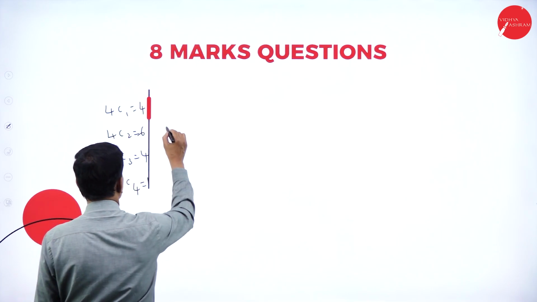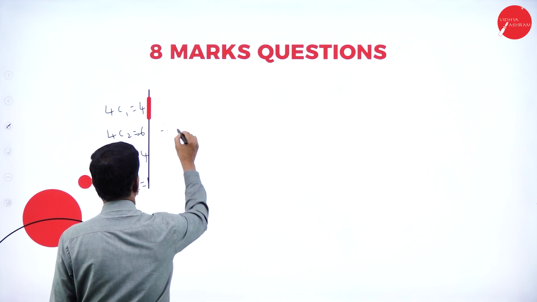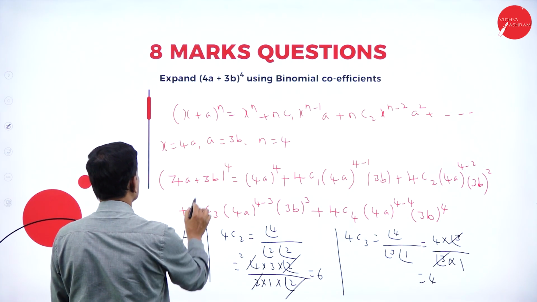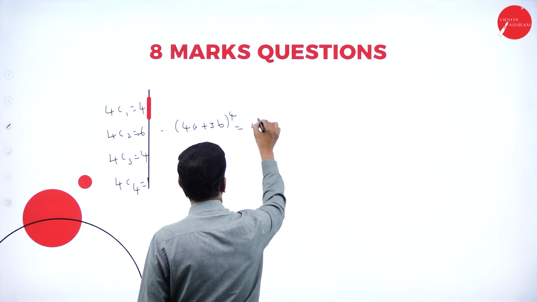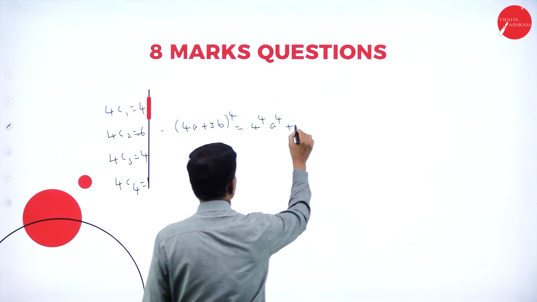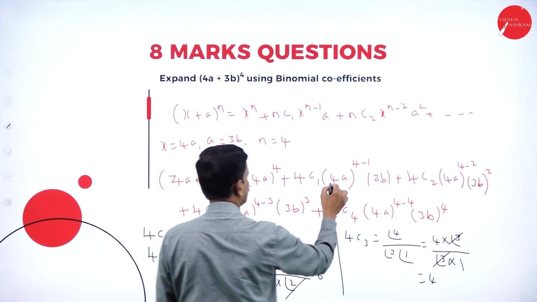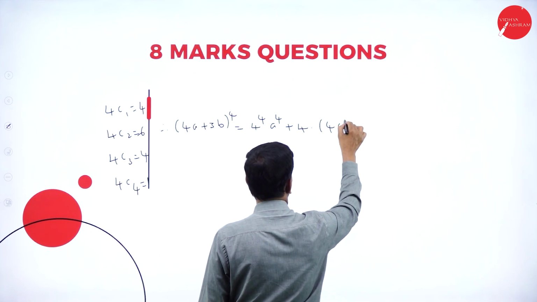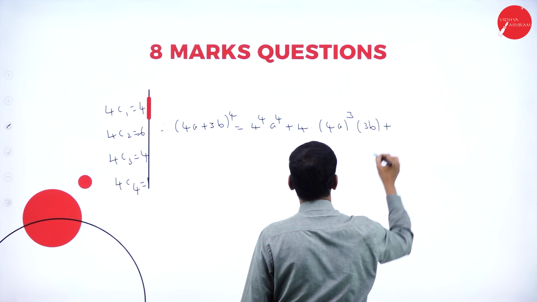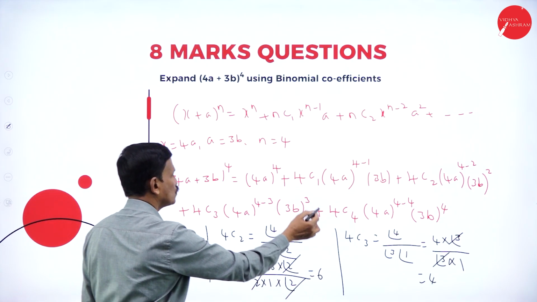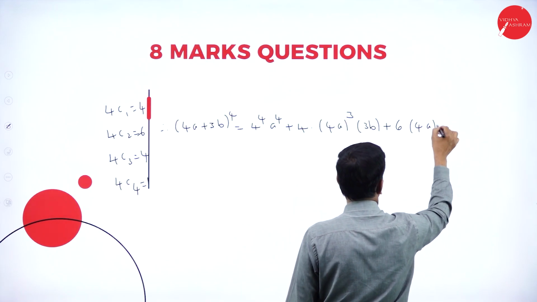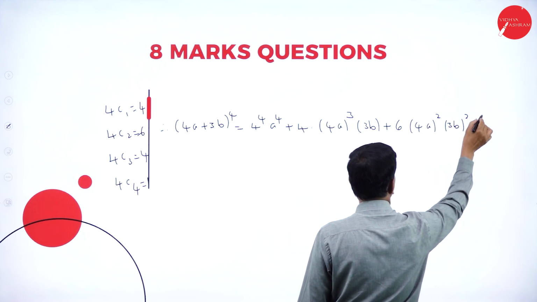Substitute here. Therefore, (4a plus 3b) whole to the power of 4 can be written as 4 to the power of 4 into a to the power of 4, plus 4c1. What is 4c1? It is 4, into (4a) to the power of 4 minus 1, which is 3, into 3b. Plus the next, 4c2. What is 4c2? 4c2 is equal to 6 into (4a) to the power of 2 into (3b) whole square.